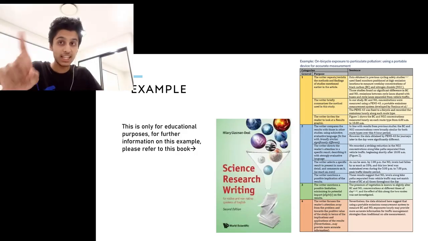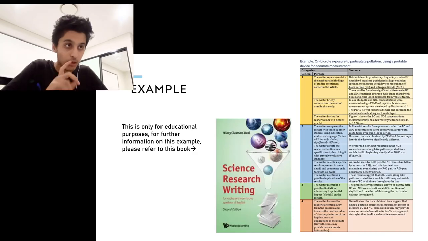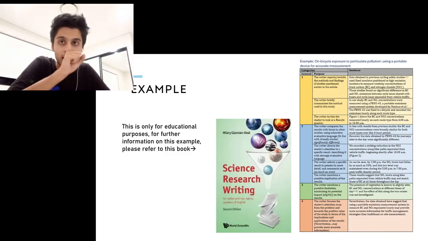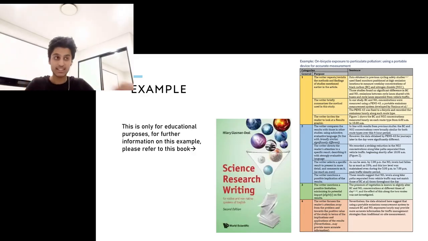Finally, in the second point, the writer mentions a possible implication. Now in the third section, the writer mentions a possible limitation. Now look how they do it. The presence of vegetation is known to slightly alter BC and NO2 concentrations at different times of day, and the effect of this along the two routes was not investigated. Now you may think, oh, where's the reason? But they haven't provided the reason, but they've minimized its impact. They've used evaluative language. They said is known to slightly alter BC and NO2 concentrations. They could have said the presence of vegetation is known to alter BC, and that would have made a big difference, but they said slightly, and that's what makes the difference.